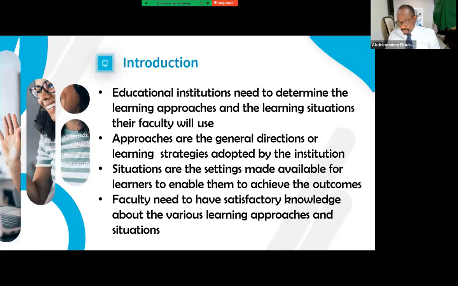The other term which identifies the learning situations. These are settings made available for learners to enable them to achieve the outcomes. يعني أنا بهيئ بيئة in which the learner can achieve their outcomes. بسميهم learning situations. في other alternative terms لـ situations. الترم الأول بسموها in addition to situations learning experiences.